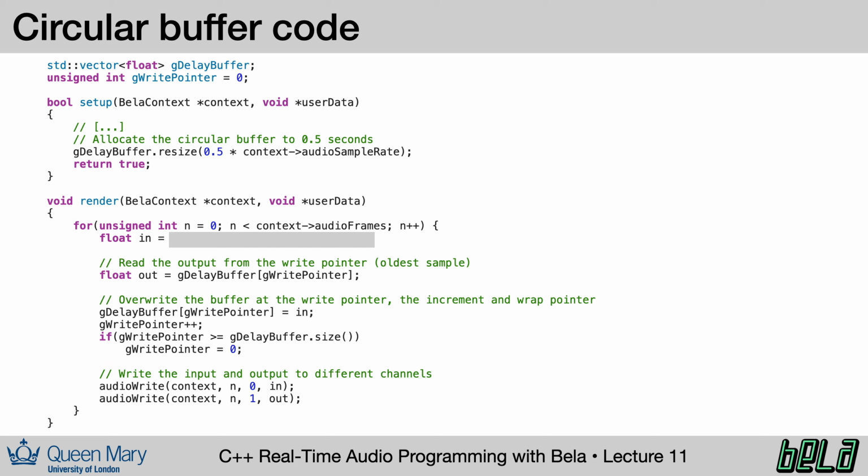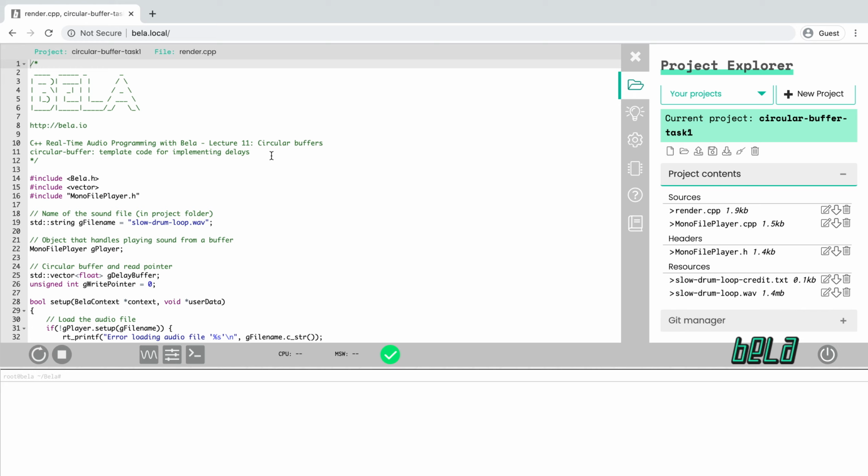Once we've gathered the sample called out, we can safely overwrite the contents of the circular buffer with our input. We then advance the right pointer, checking if it's reached the end of the buffer. If it's reached the end of the buffer, we reset it to 0. Finally, we write the input and the output to different channels so that we can hear the difference between them.